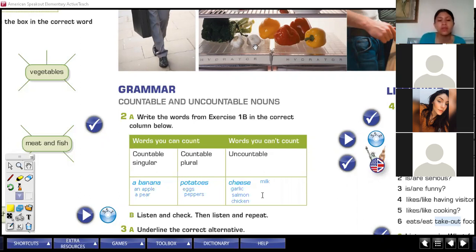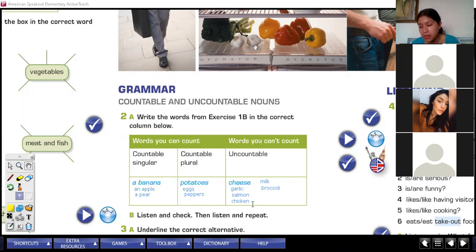Countable singular. Ok, voy a diferir un poquito. Es lo mismo que el garlic. El broccoli. Broccoli, it's uncountable. Yo no puedo decir brócolis. Broccoli, it's broccoli. Ok. Puedo maybe decir 3 pieces of broccoli, but not broccolis.